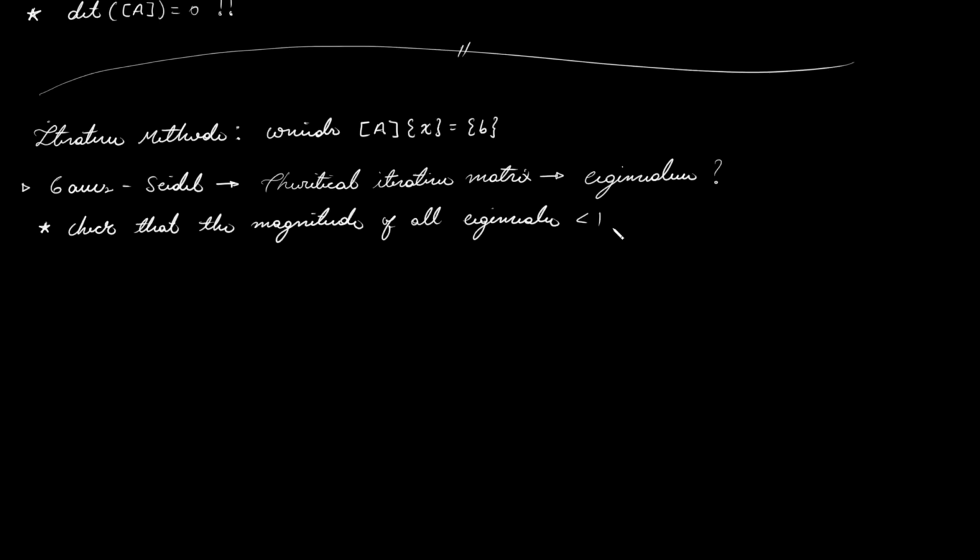If one of them is not less than 1, even if most of them are less than 1, then you have no guarantee that your system is going to converge. So always make sure, when you're doing Gauss-Seidel and they give you a theoretical iterative matrix, and either they give you the eigenvalues or you calculate them, to check that the magnitude of all of those eigenvalues is less than 1. And if they have real and imaginary parts, you have to calculate the magnitude of those numbers. If you don't remember how to calculate the magnitude of a number that has a real and an imaginary part, make sure you check that.